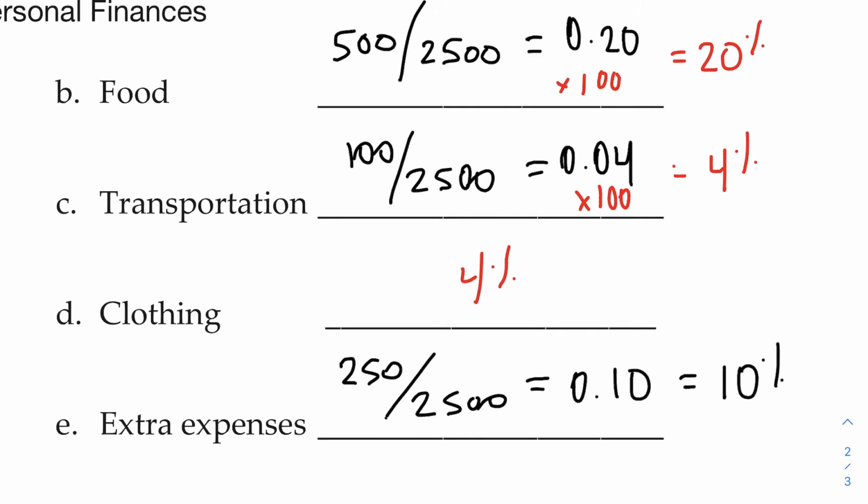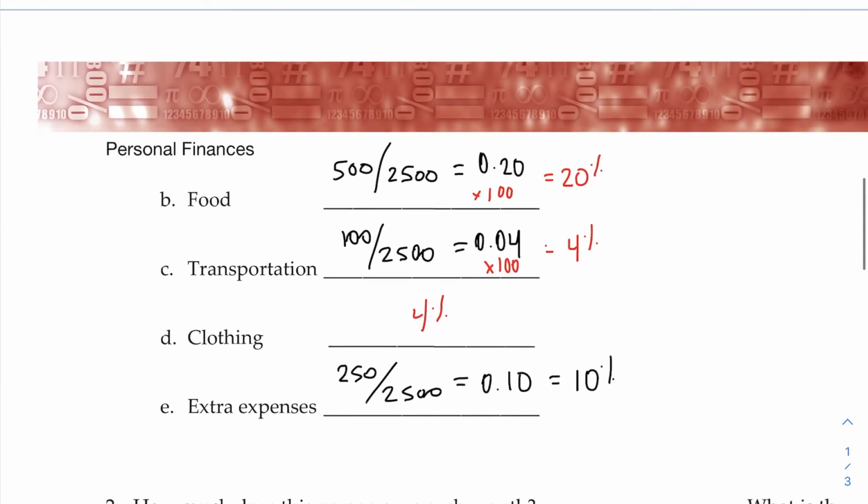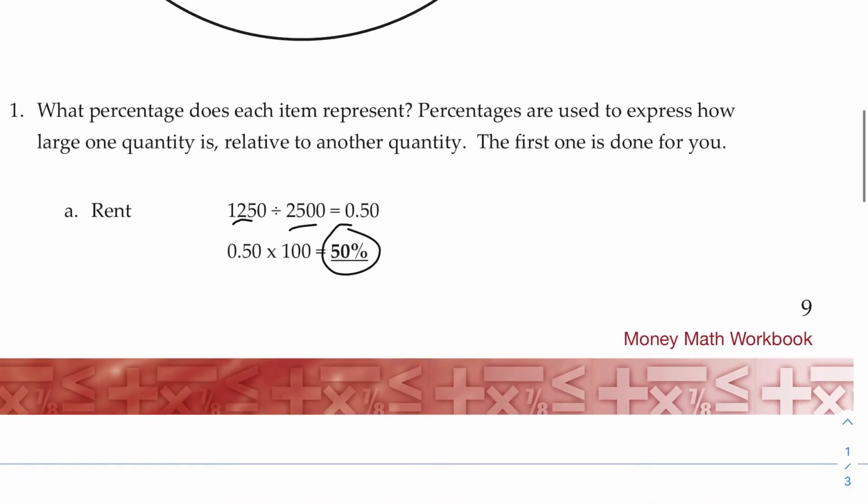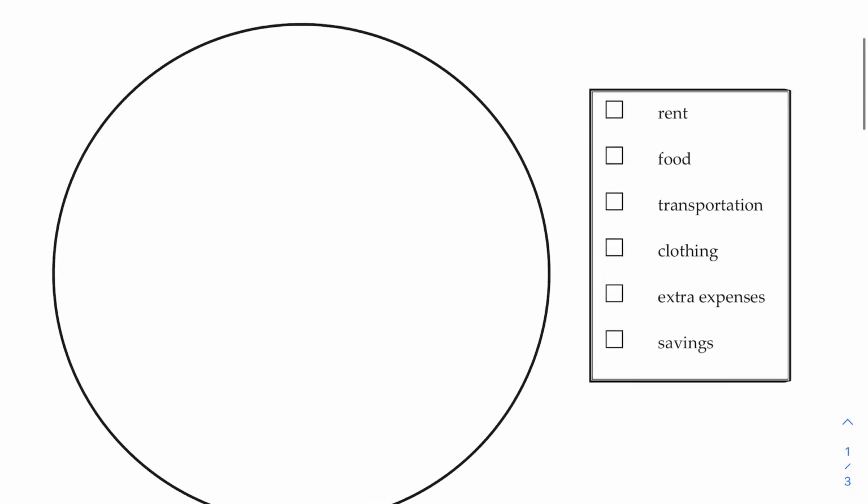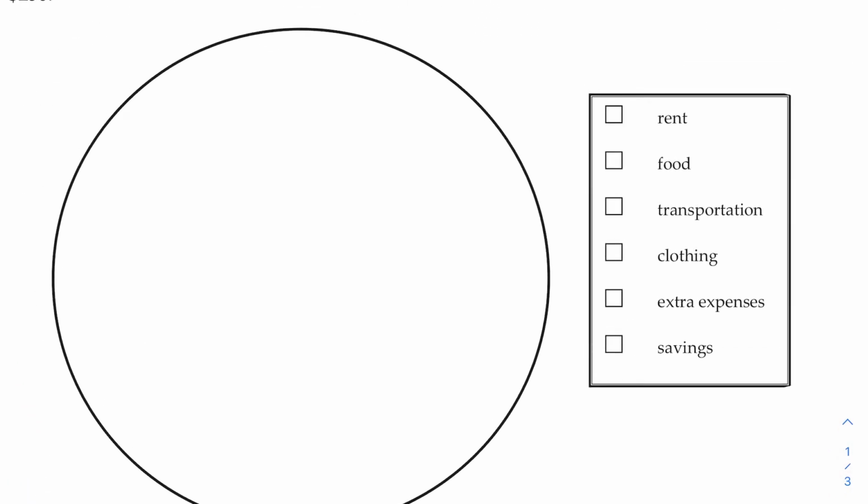Okay, so once we have those percentages, we're going to go back up to our circle graph, and I'm going to jot these down in my key so that I know what they are. My rent was 50%. My food was 20%. My transportation was 4%. Clothing was 4%. Extra expenses was 10%. And then whatever's left over would be my savings. We'll figure that out in the next problem.